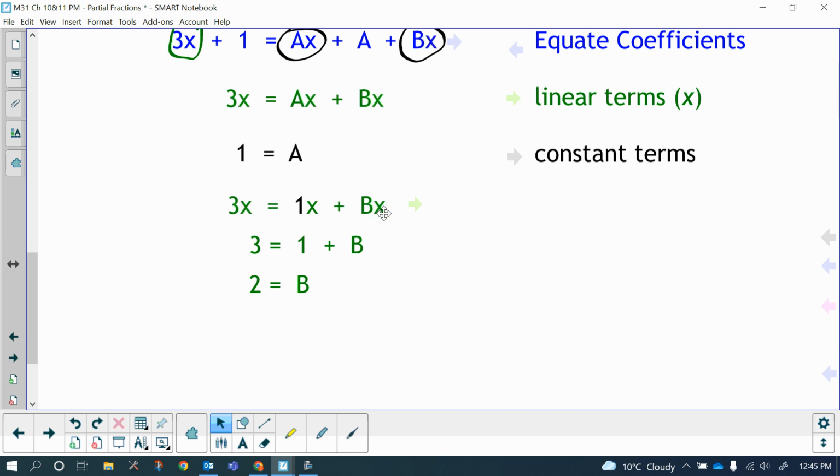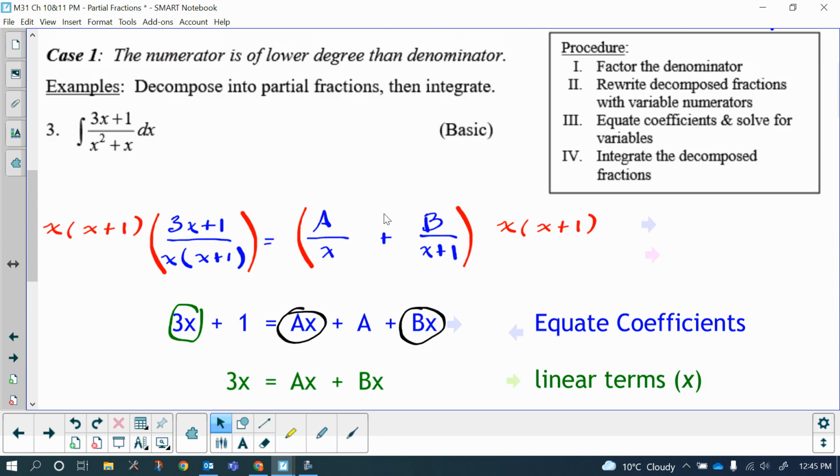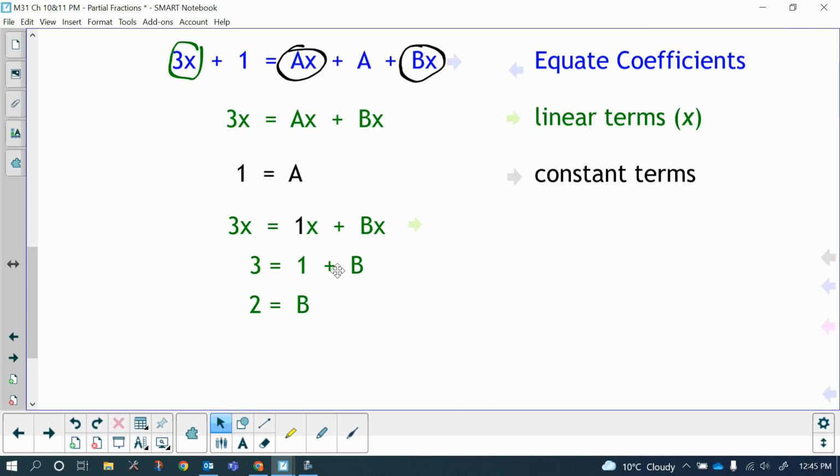I'm not dividing both sides by x because there's a possibility that x could be 0. Well, I guess for this question there isn't, because x is one of the factors in the denominator. But for other questions, there's always that possibility that 0 could be a value for x. So what I'm doing is I'm ignoring the variables and just equating the coefficients on the left to the coefficients on the right, and then solving to get b is equal to 2.